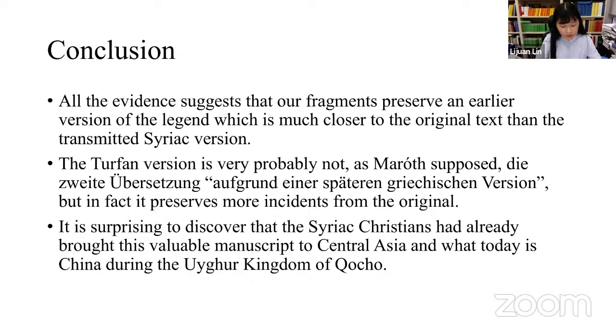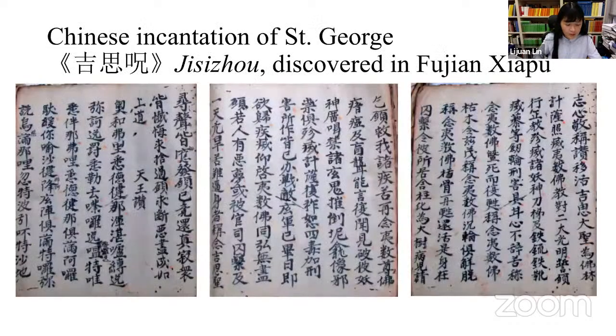And it is on the basis of this version of the legend that the Sogdian and Uyghur versions were gradually developed, and there is even a Middle Chinese version of the legend. So in recent years, a Chinese incantation of St. George called Ji Si Zhou has been discovered in the so-called Xiapu Wenshu, the ritual manuscripts of Manichaeism in Xiapu County, Fujian Province, South China.